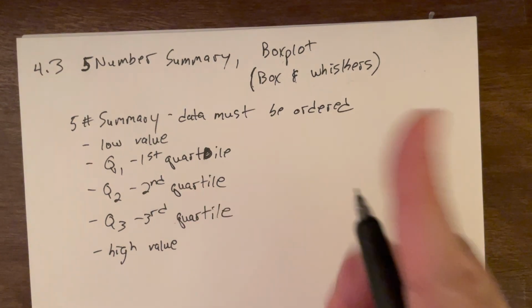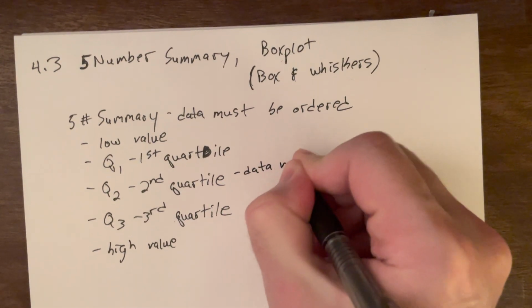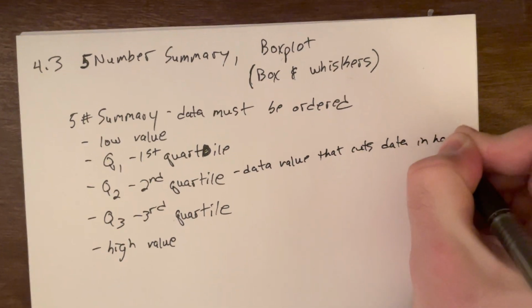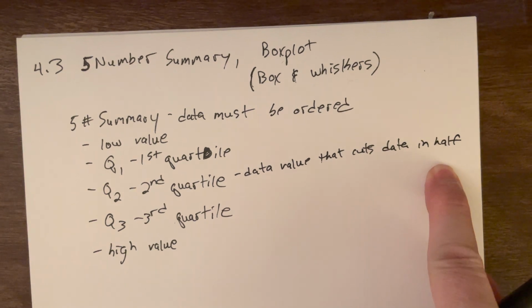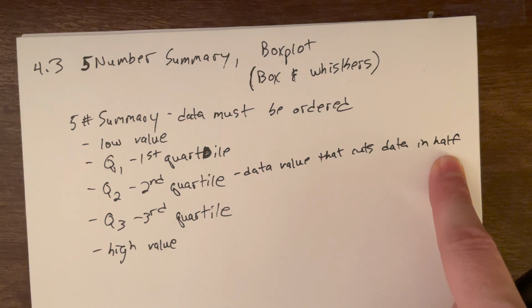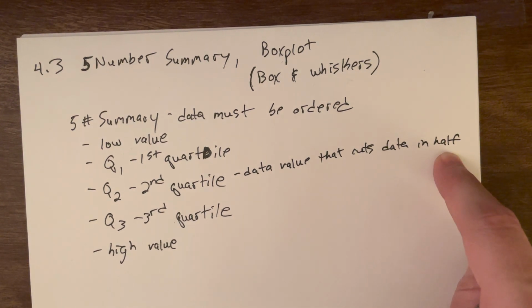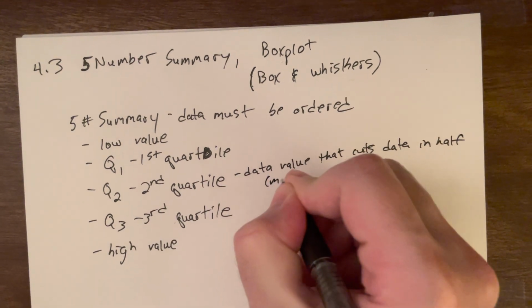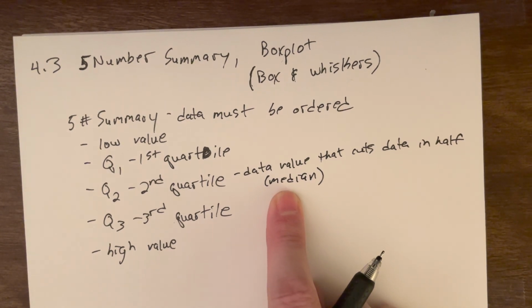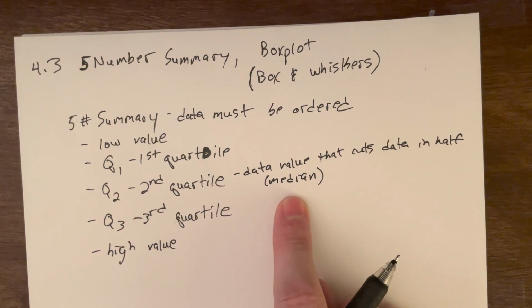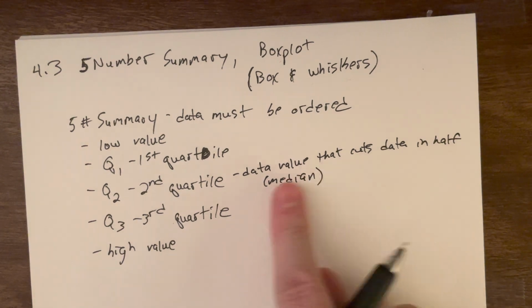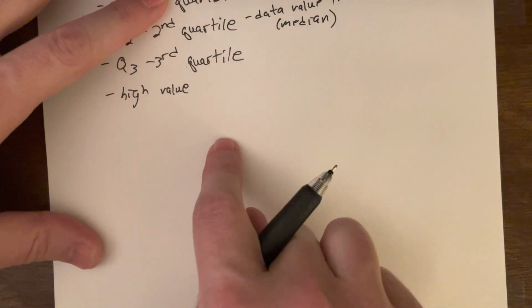The second quartile is the data value that cuts the data in half. Does that sound familiar? It should. The data value that cuts the data in half, that's the same thing as the middle data value. We already know that. The second quartile is the same thing as the median. That middle data value. So once you identify that middle data value, every data value below goes into the lower data set and everything above goes into the upper data set.